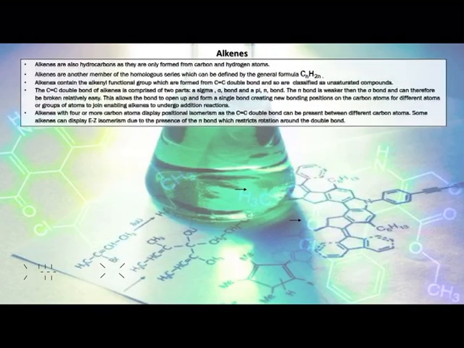Alkenes, now they're also hydrocarbons. They're another member of the homologous series. They contain the alkenyl functional group. Now these are formed from carbon-carbon double bonds, so they're classified as unsaturated compounds.